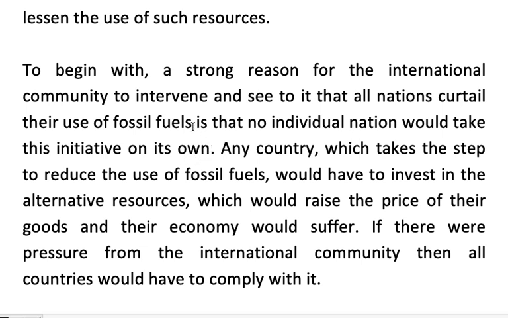So the reason is that no individual nation will step forward on its own and take this step. I have used this Hindi just to explain, but whatever I've spoken, I've already spoken in English. So those who are not Hindi speaking need not worry about this. Nothing is missing; I've spoken in Hindi just to explain better to the students from India.